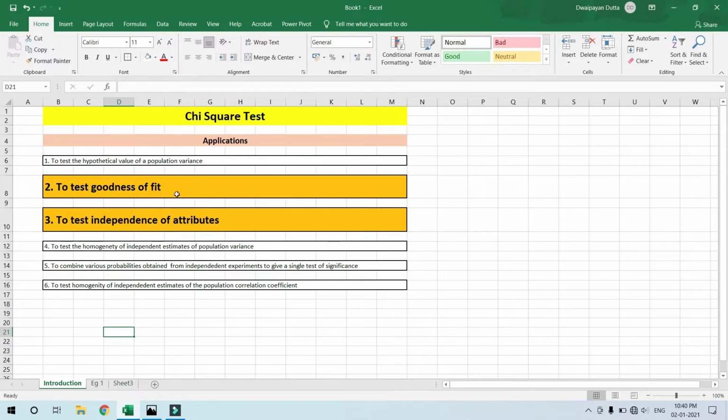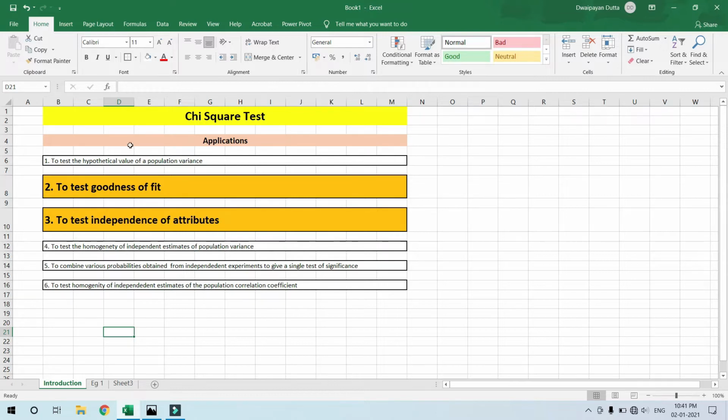There are other things where the chi-square test can be applied, like checking the hypothetical value of the population variance, checking the homogeneity of independent estimates of the population variance, combining various probabilities from independent experiments to give a single test of significance, and testing the homogeneity of independent estimates of the population correlation coefficient. Now friends, I will make separate sessions of all these things one by one.